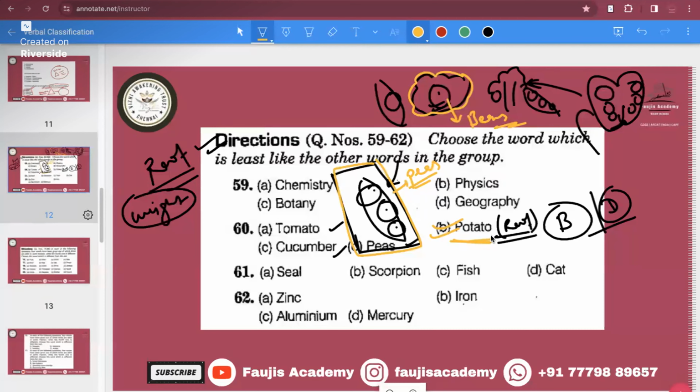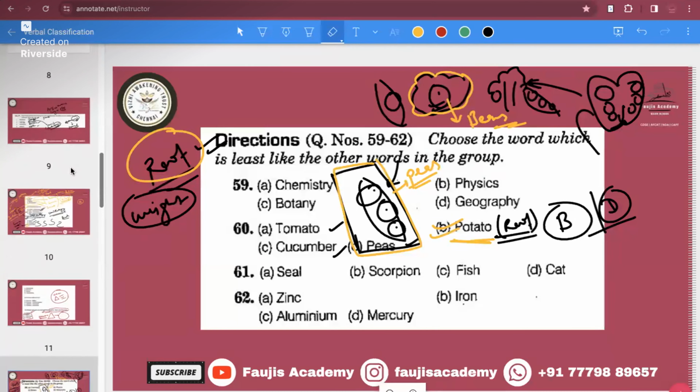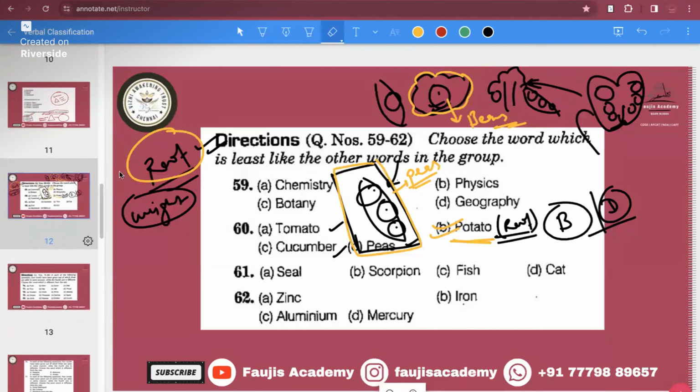B, potato. Because potato is the root and all others grow outside the mud, right? Anybody any doubt? Anybody any doubt, guys? Say yes, say no. I'm just waiting for you to say yes or no.